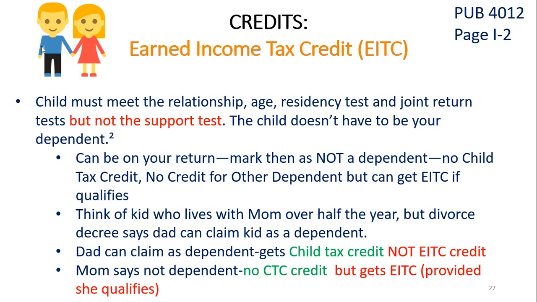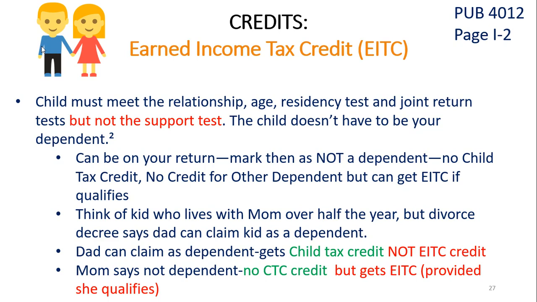So you could have a couple. Let's just use mom and dad and a child. And let's say they're divorced. And let's say the child lives with mom for more than half the year. But the divorce decree says that dad gets to claim the child as a dependent. Well, a divorce decree can say who can claim the child as a dependent, which would entitle dad to the child tax credit. But that's it. A divorce decree does not indicate or say filing status or earned income tax credit. Those are specific to who does that child live with, or do they have a child living with them? Are they married? That kind of stuff.